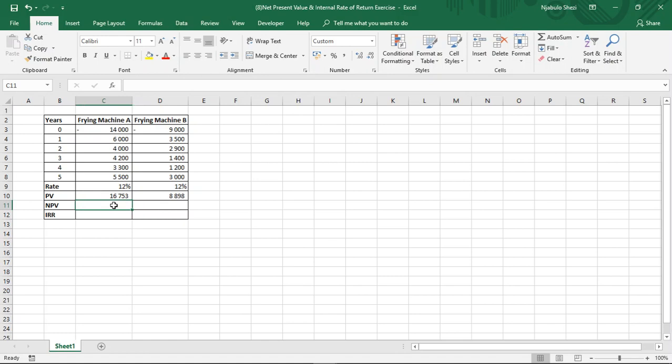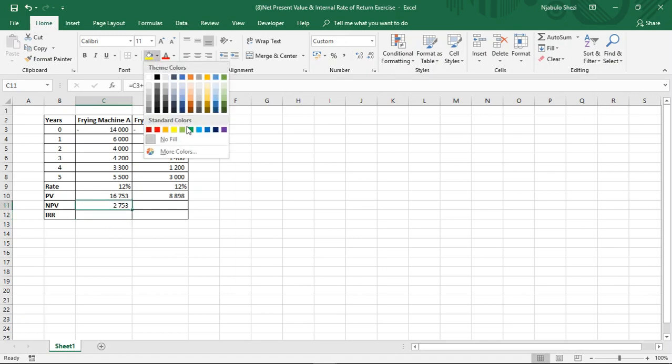Basically the net present value is the difference between our discounted cash flows and our initial investments, the money that we are going to be setting aside. So equals this figure, which is our initial investments, plus our discounted cash flows, equals. As you can see, guys, we have a net present value for frying machine A which is positive at 2,753 Rand. Let me just change the color of this figure. Since it's positive, let me make it green.